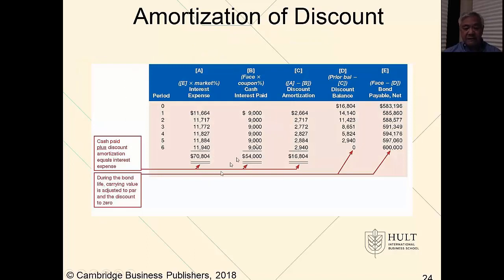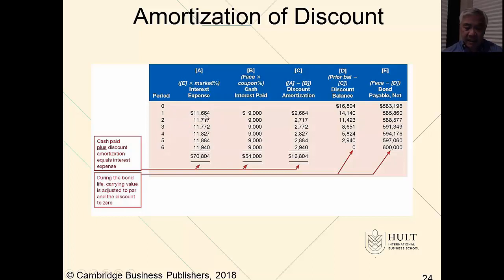So the numbers here are different from what we've used. This is in the book, but the idea is the same. So column E represents the net amount due. The face amount is $600 million, and the original discount is here, 16, I guess we'll say it in thousands. So 16,000 subtracted from 600,000 is 583. That is the amount of cash we received. Now let's look at period 1 year.